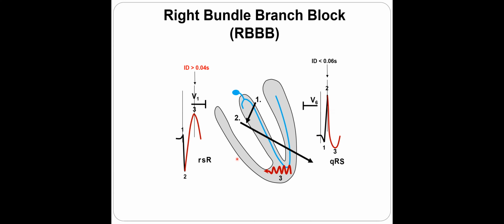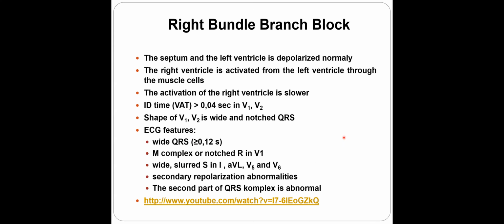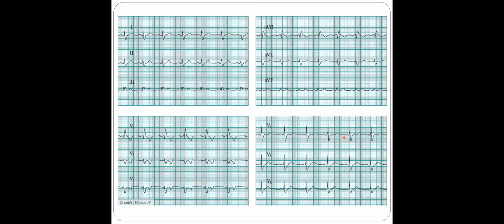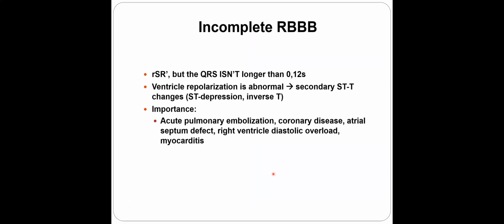But the pattern is important. In V1, you see the RSR complex, or a notched R complex. On the left side, we see this slurred, wider S wave. As you see here, very interesting. Look at V1: this is the RSR complex. On the left side, you see the widened S wave in V5, V6, again very similarly.